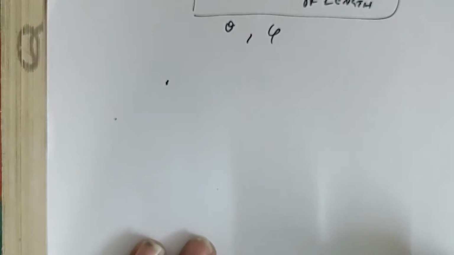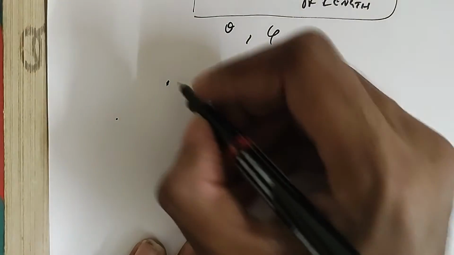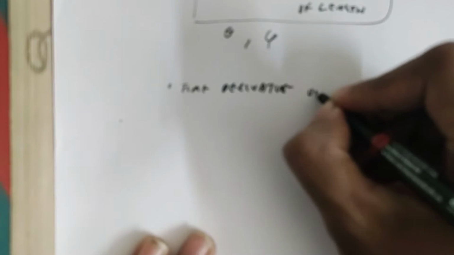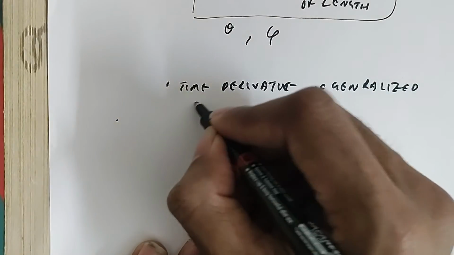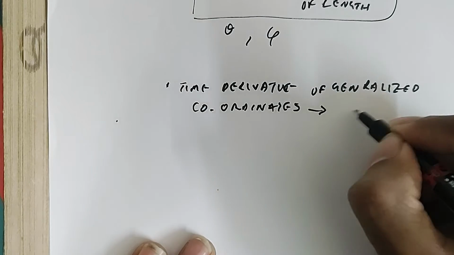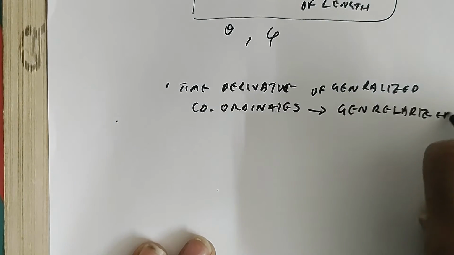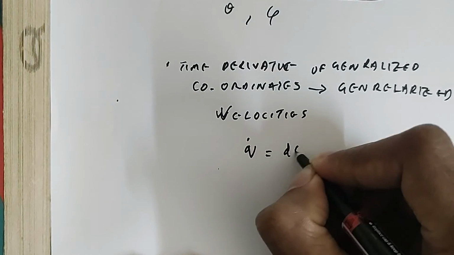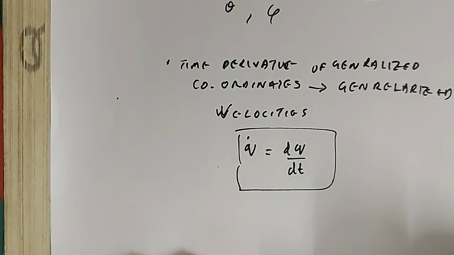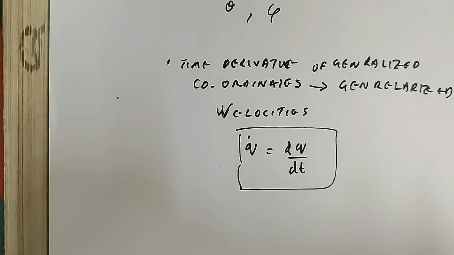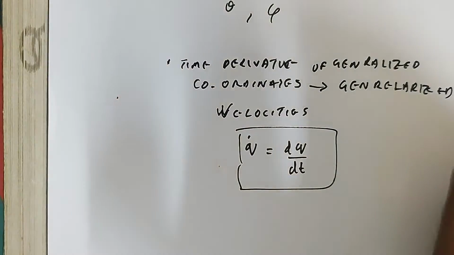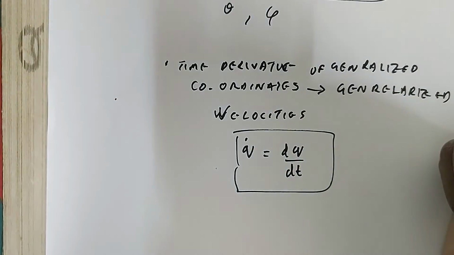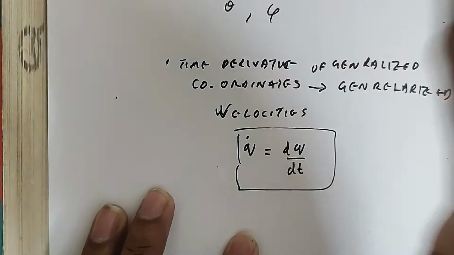So you can have questions like what will be the time derivative of the generalized coordinates? There is no change in the concept as such. The time derivatives of generalized coordinates are generalized velocities, and they are represented by q dot is equal to dq by dt, as we represent any velocity. These are called generalized velocities. Once again, it should be in your mind that the generalized velocities need not have the dimensions of velocities.